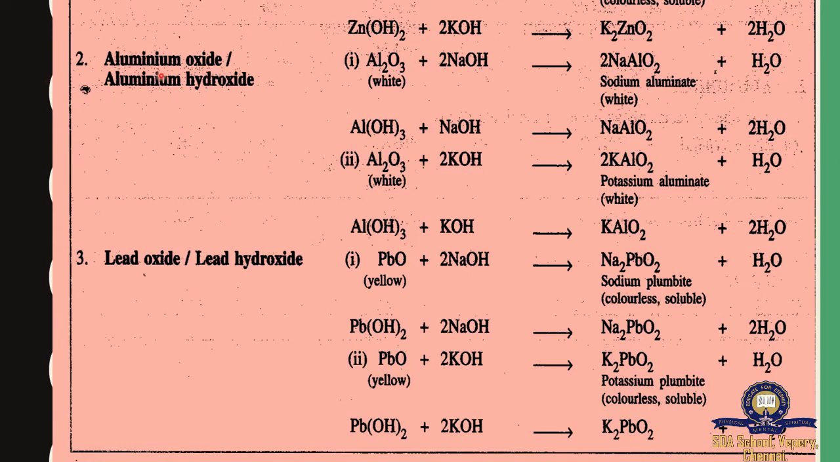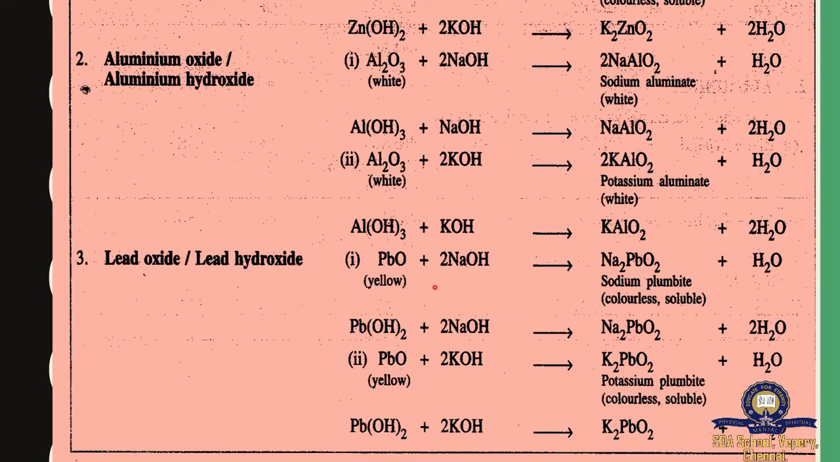Our next oxide is aluminium oxide or aluminium hydroxide. Here, this aluminium oxide reacts with sodium hydroxide, forming sodium aluminate, and water is produced. Next, aluminium hydroxide reacts with caustic soda. Here the formation is sodium aluminate and water. The same thing happens with potassium hydroxide. Potassium aluminate is formed.